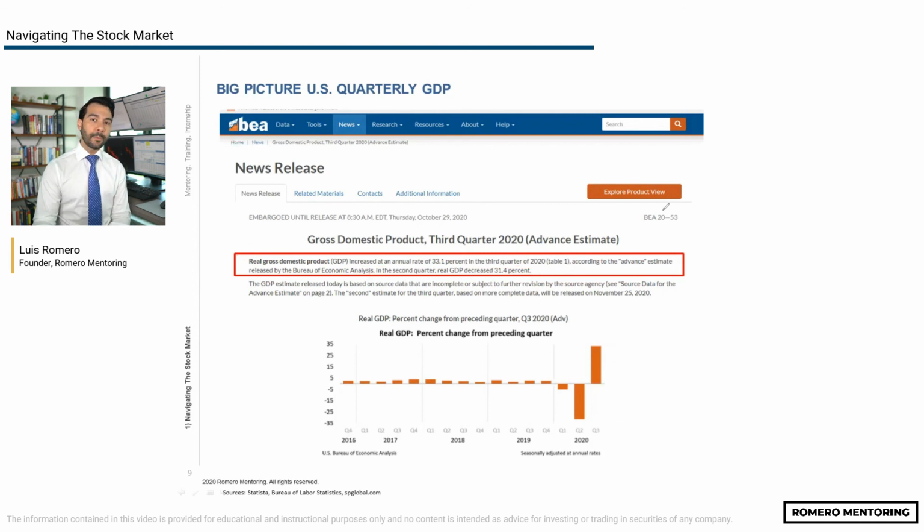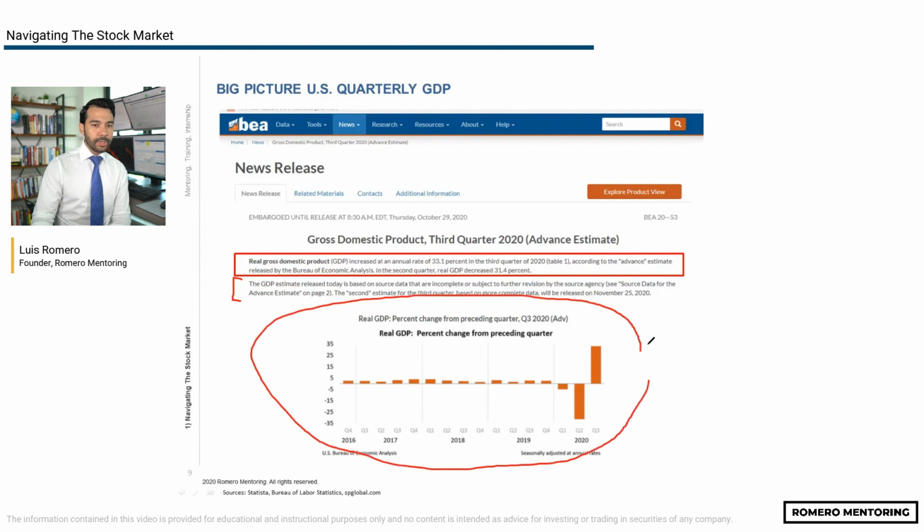So you could use this information to draw your own conclusions that we are in a recovery phase within our economy. And of course, with a lower unemployment rate, you saw which sectors are benefiting from that or have the potential to grow the fastest because they've come in from a very severe position. Let's see right here, this second point. Let's see if this is important. The GDP estimate released today is based on source data that are incomplete. Okay, not much information released here. But you could use this table to see where we're currently at within the economy. So we are in a recovery phase.